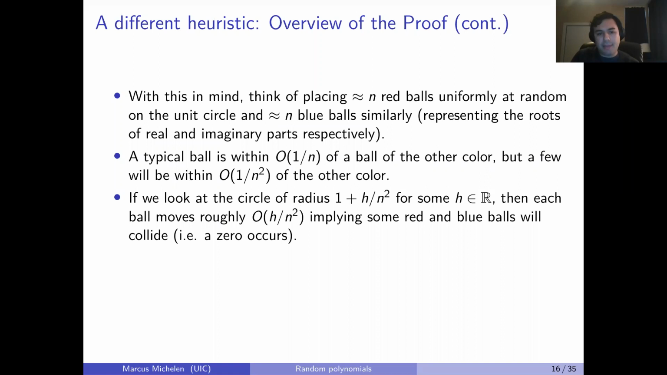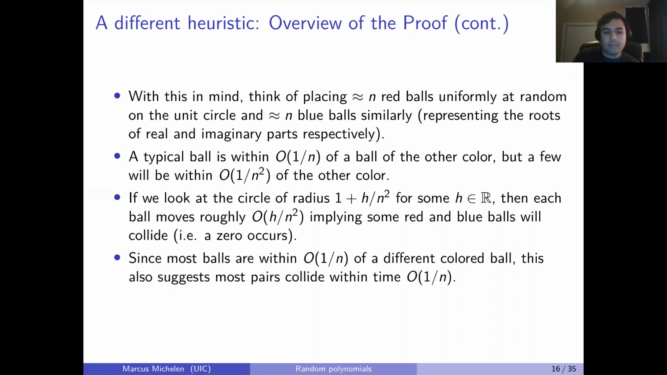And now, if I look at the circle of radius 1 plus h over n squared, then each ball is going to move on the order, roughly, of h over n squared. So that'll imply that some of these red balls will collide with some of these blue balls and tell us that a zero should occur. And now, since most balls are within 1 over n of a differently colored ball, this suggests that most collisions that occur will happen by time big constant over n. So this is a heuristic for understanding both why there should be some roots within 1 over n squared away, and also a heuristic, although a little bit of a sketchier heuristic, for why you should see a lot of roots on the order of 1 over n away.